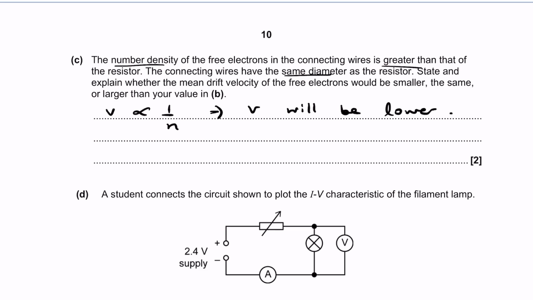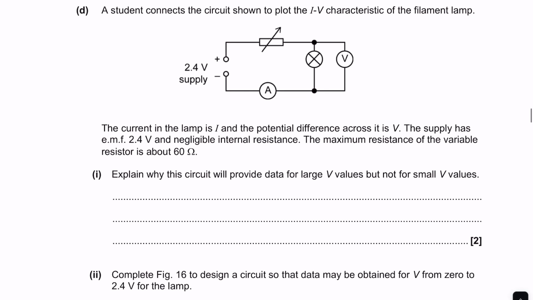Okay, so let's move on to part D. A student connects the circuit shown to plot an IV characteristic graph of the filament lamp, and we are given that the current in the lamp is I, V is the potential difference, and the supply has an EMF of 2.4 volts with a negligible internal resistance. The maximum resistance of the variable resistor is 60 ohms. Explain why the circuit will provide data for large values of V, but not small.